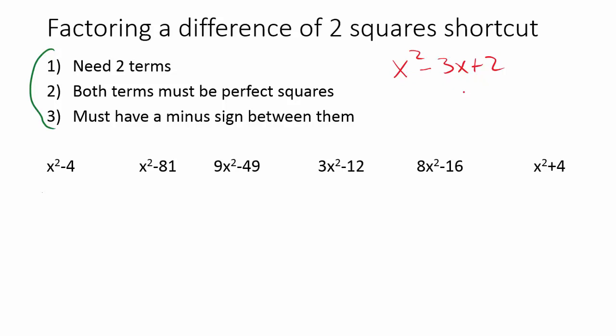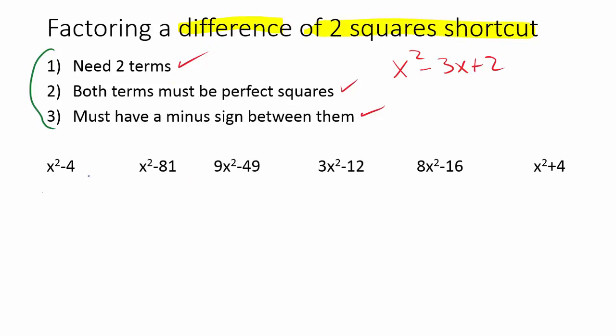So there's a few conditions we need to meet to be able to do this shortcut. First off, we need to have two terms, and both terms must be perfect squares, meaning that if you took the square root of them, you would get a nice even number. We also need to have a subtraction sign between those two terms, so it needs to be a difference. And we call these problems a difference of two perfect squares shortcut.